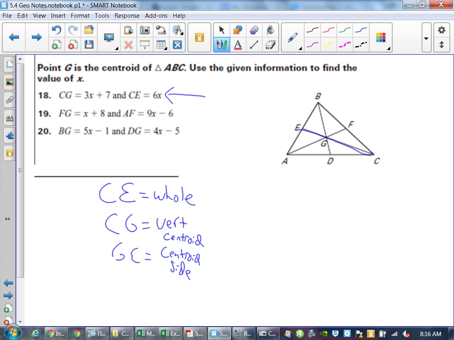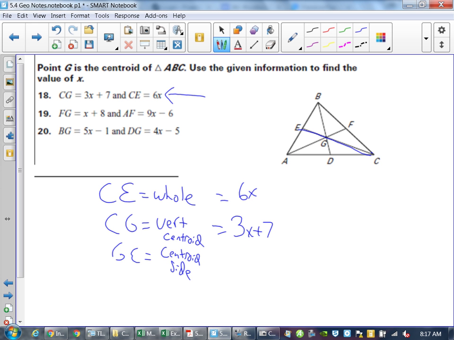Okay. So now I start thinking about what you know. You know that vertex to centroid is 3x plus 7. You know that the whole thing is 6x. Which of these deal with just the whole and vertex to centroid? The 2/3 of the whole. Okay? That's the reason why I like to write it out in words a couple of times, so I get the idea of what goes where.